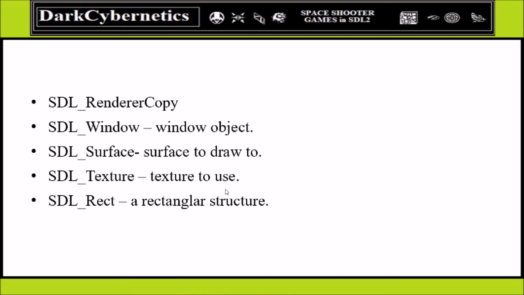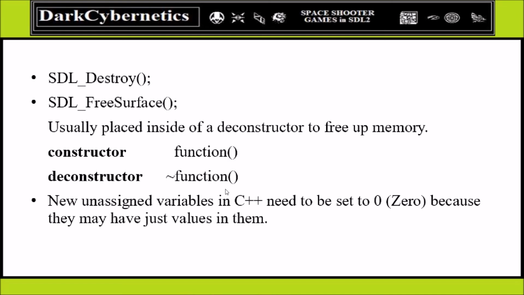For textures, is what we use. We can convert the surface into textures. And if we use SDL rect, we're talking about a rectangular structure, right? Our constructor is where we do the work, and our destructor is where we get rid of things. So SDL destroy and SDL free surface we usually place inside of the destructor. Whatever type, we need to get rid of all the textures, or all the sounds. We put those in there.